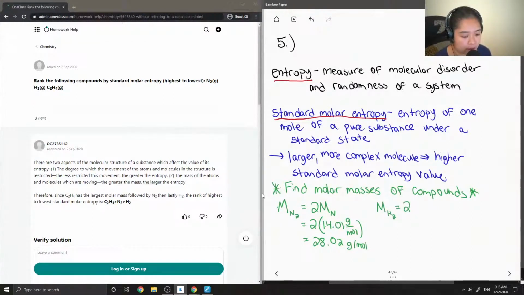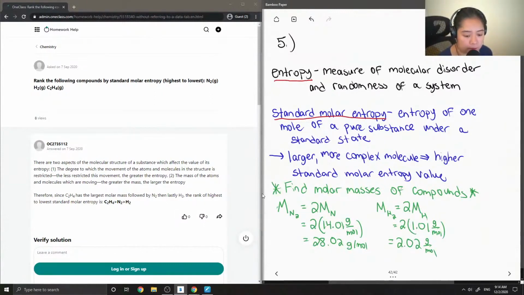We can do the same thing for our next gas, which is just hydrogen gas. So this is equal to 2 times the molar mass of hydrogen. And hydrogen is the lightest element, and it just has a molar mass of 1.01 grams per mole. So its total molar mass is 2.02 grams per mole.